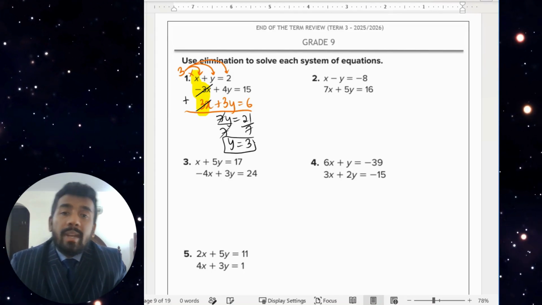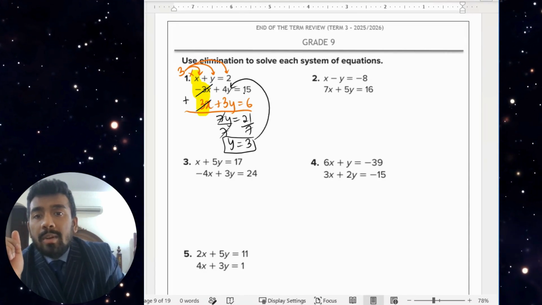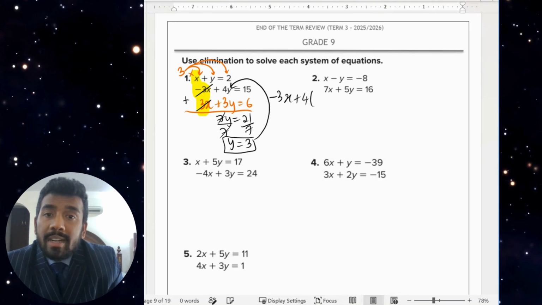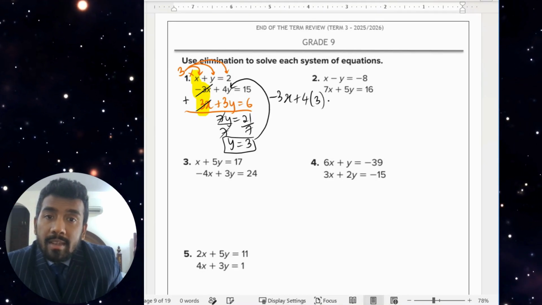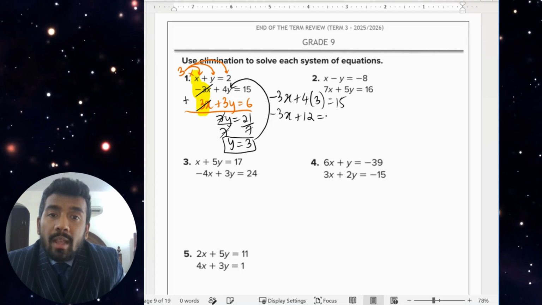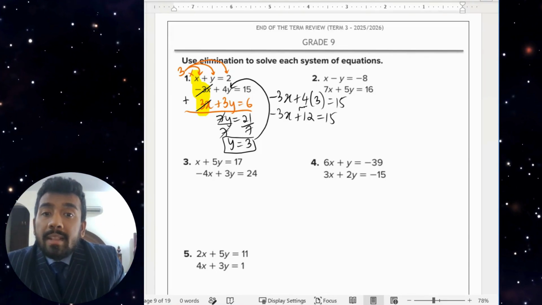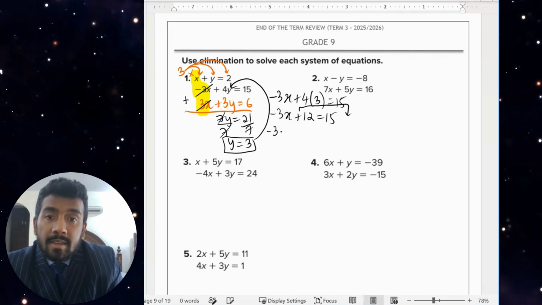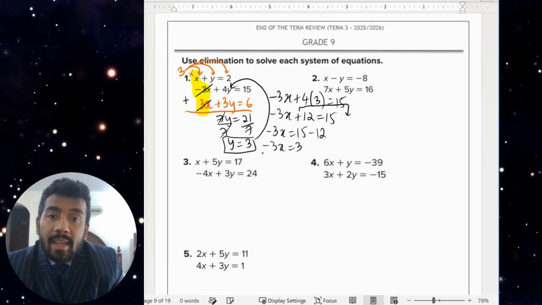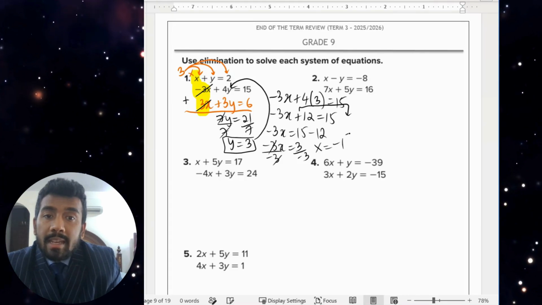Once you get y, put it back in any of these equations, either the first one or the second one. I'll put it in the 4. So I get minus 3x plus 4 times y. Now what is y? 3, equals 15. So minus 3x plus 4 times 3, that's 12, equals 15. x terms and x terms together, numbers and numbers together. Bring this plus 12 over, it becomes minus. So minus 3x equals 15 minus 12. That is 3, and divide by minus 3, divide by minus 3. So what do you get? x is minus 1.